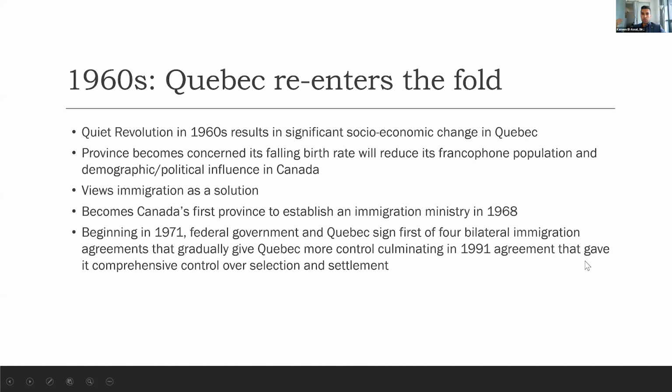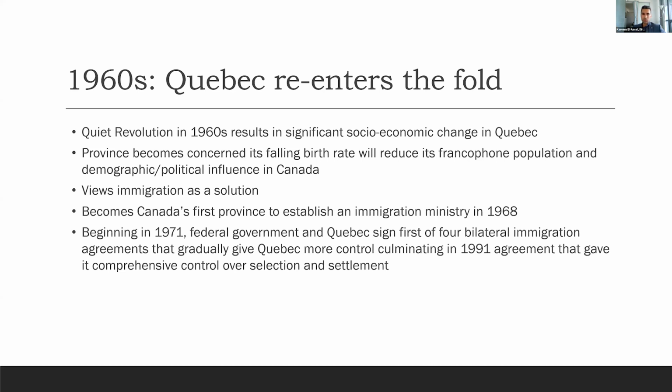Now, provincial involvement in immigration really ramped up in the 1960s in conjunction with the Quiet Revolution in Quebec. As the province was experiencing significant socio and economic change, it came to the realization that its demographic, economic, and political weight in Canada would wane if the province wasn't able to identify how to promote its population growth. And at that time, its birth rate was already beginning to fall.